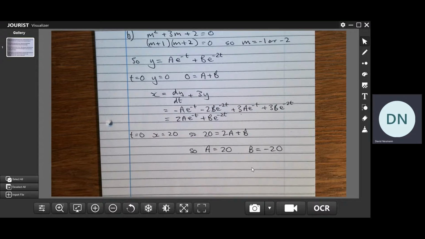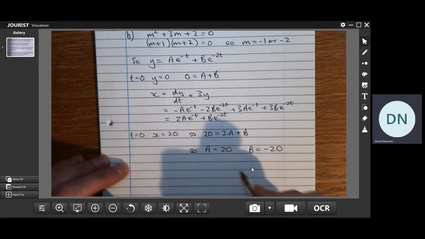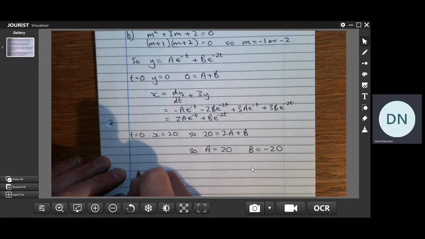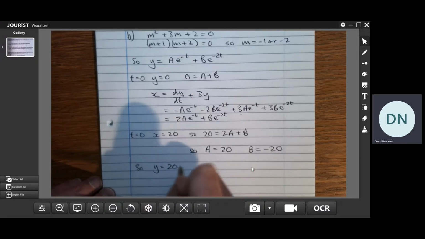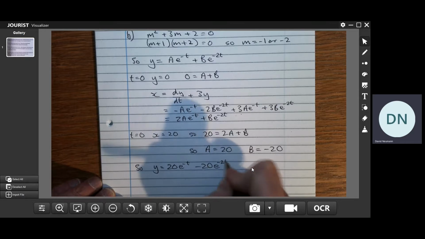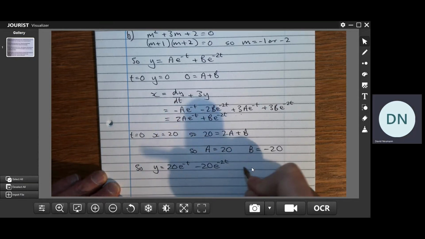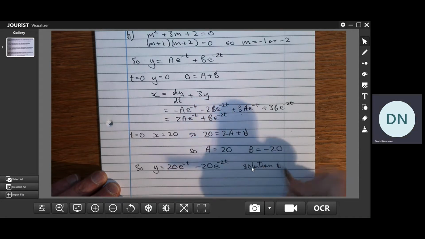Now we can go back to what we had here and also what we had here, and write out our solutions. So y is equal to 20 e to the minus t minus 20 e to the minus 2t. That's the solution to part C.